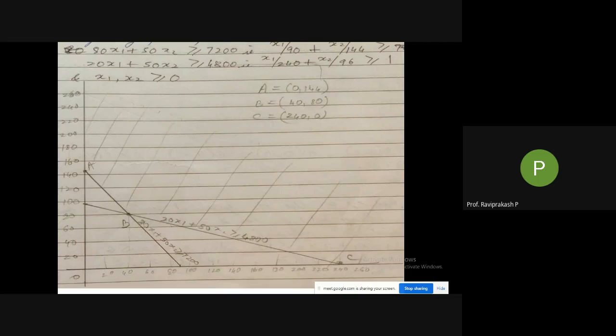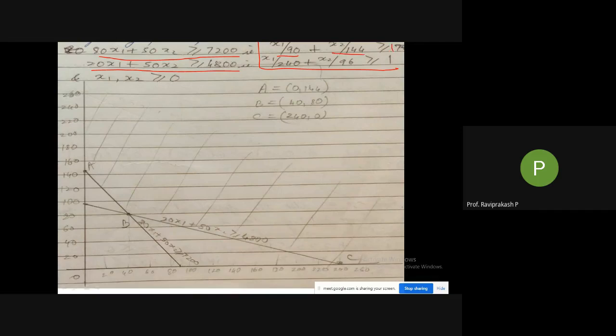You might be hesitating as it is a new kind of problem, so I've got you the solution as well. You can see here: 80x1 plus 50x2 greater than or equal to 7200, and 20x1 plus 50x2 greater than or equal to 4800. In the previous problem we took half a page to get these values; here I did it in the same line. Directly divide by 7200: 80x1 over 7200 plus 50x2 over 7200, giving x1 by 90 plus x2 by 144, greater than or equal to 1.